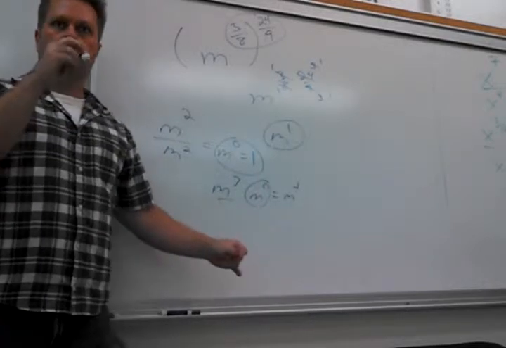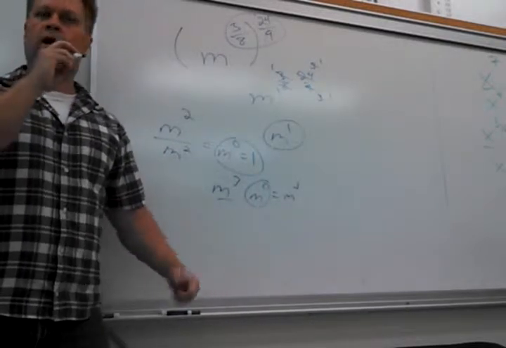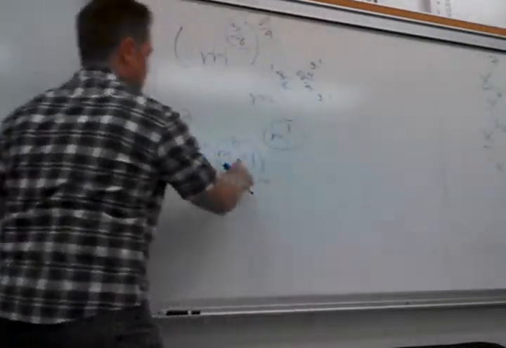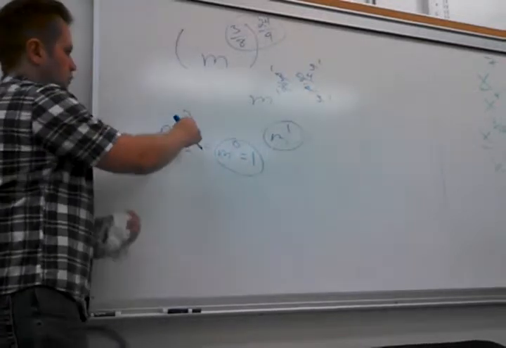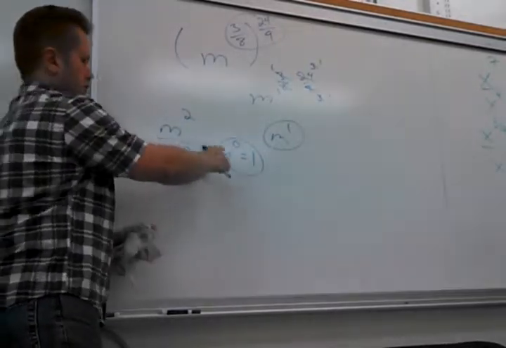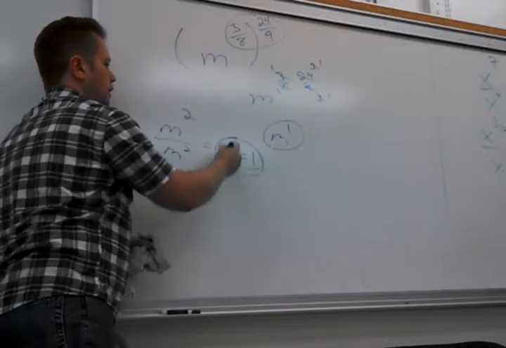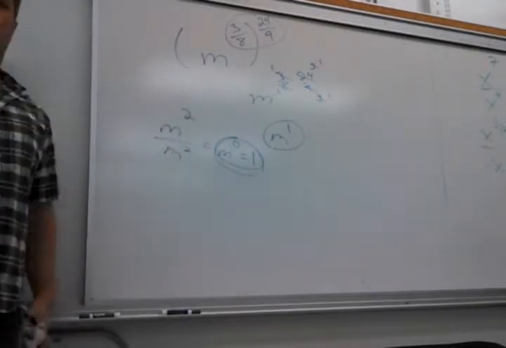What made 0 equal 1? I never said 0 equals 1. No, I mean like m to the 0. What made that? What's 2 minus 2? Oh, that's right. 0. But another way to look at this is that something divided by itself is 1. So those two things came from the same place. They have to be equal to each other.